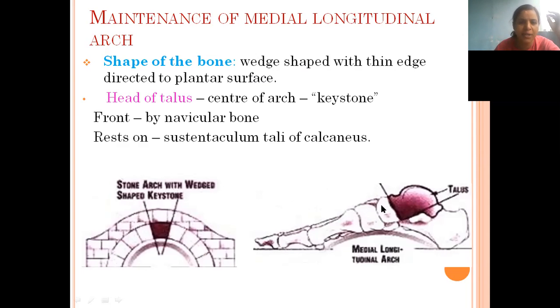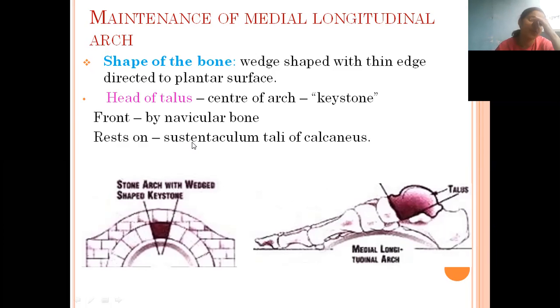Okay, this is the head of the talus, which is the center of the arch. I already told you it is called the keystone because it is acting as a main pillar. Okay, in the front what bone do we have? Navicular. What is the name of the joint? Talonavicular joint. Okay, so next, overall this area where the foot is resting, the part of the calcaneus, you call it sustentaculum tali. Sustentaculum tali is the part of the calcaneus bone over which the medial longitudinal arch is resting.